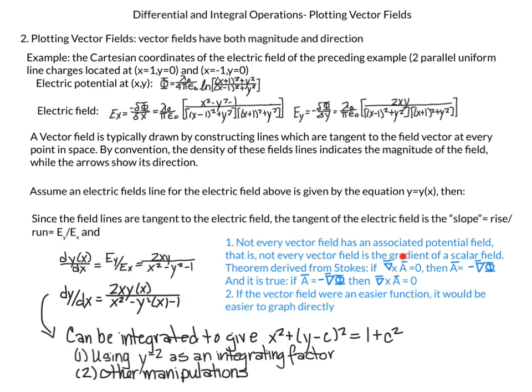And as we know, not every vector field has a curl of 0, and therefore not every vector field has an associated potential field, or not every vector field is the gradient of a scalar field. So we can't use this technique on every vector field. Second, and just as important, here the electric potentials were difficult to graph, which is why we went through this other route, which was also kind of difficult, but in the end we got something that we could graph. However, there are many vector fields that have much easier functions, and it would be easier to graph directly. And that is exactly what we're going to look at in this next example.